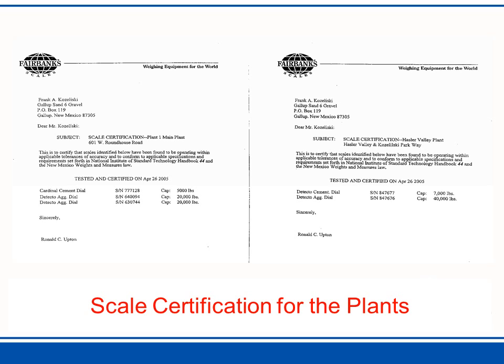The next thing we would attach would be the scale certifications for the plant. The scale certifications were done by, as you can see here in this case, the Fairbanks scale people, and this certification was for each of the plants that we may have to batch out of in case one of them went down.